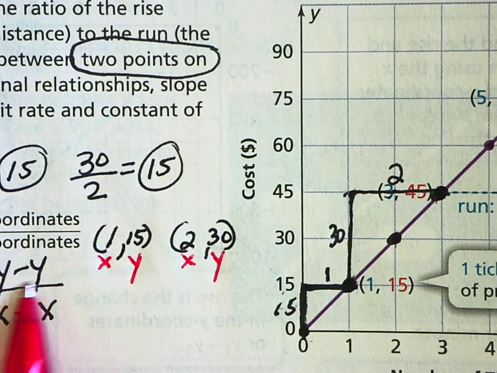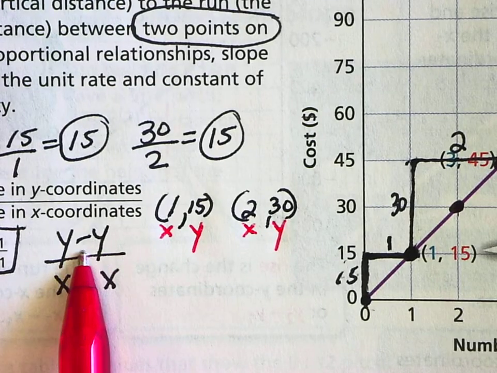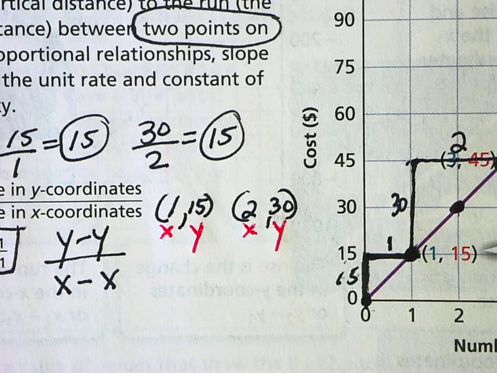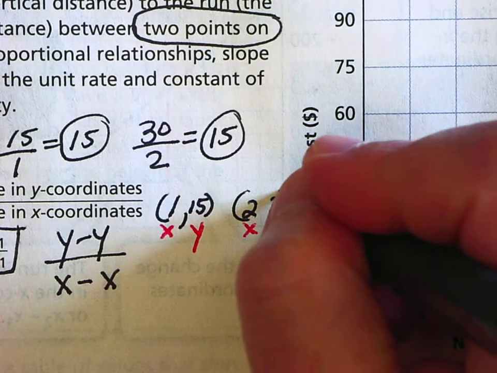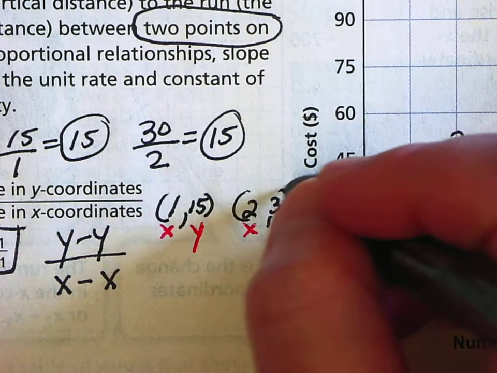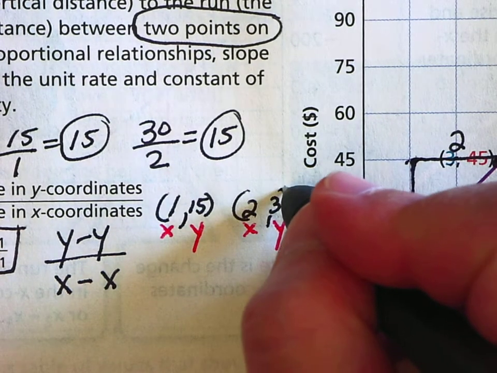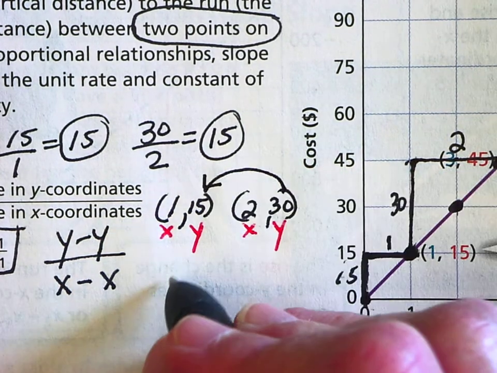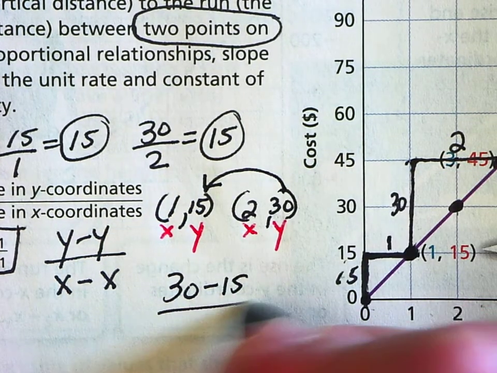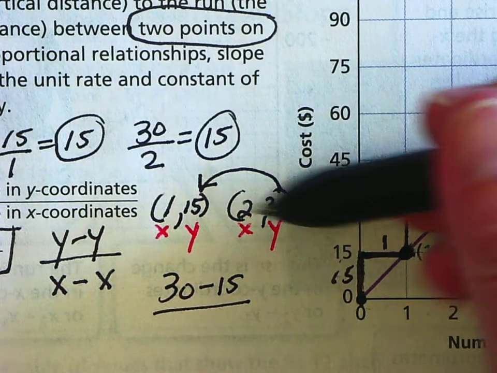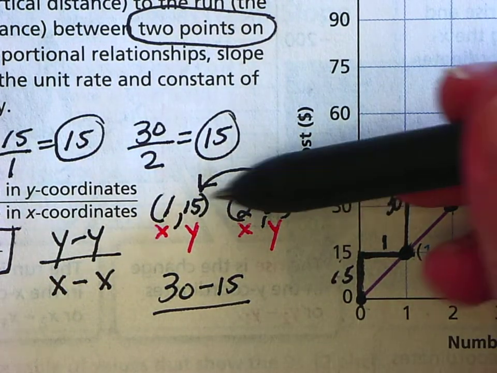The formula says you're going to take your 2 y coordinates and subtract them. Now you decide the order. I'm going to start with this point. If I start with this point for the y's, I have to start with this point for the x's. The y numbers are 30 and 15, so I'm going to start with 30, take away 15. These are your y values.